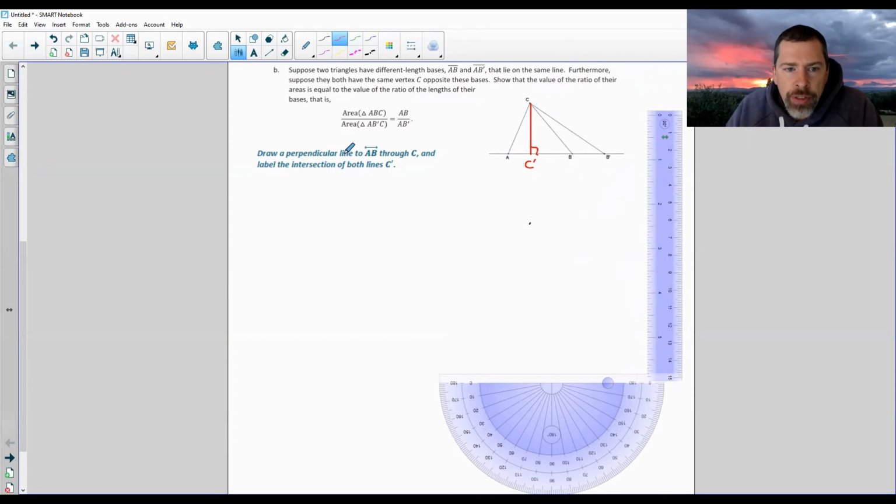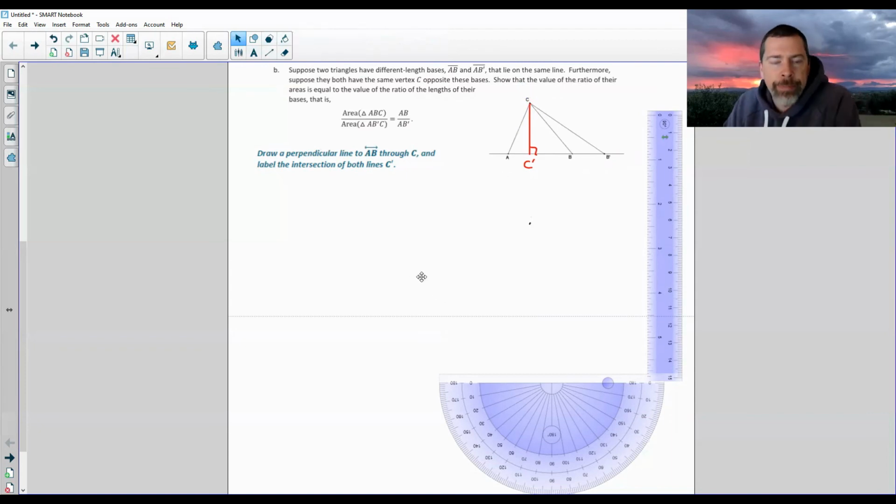Okay, so that's what we just did. Draw a perpendicular line to AB through C. So it's off just a little bit, and let me just move it to the left. Right there, that's about good. All right, so that's step one.